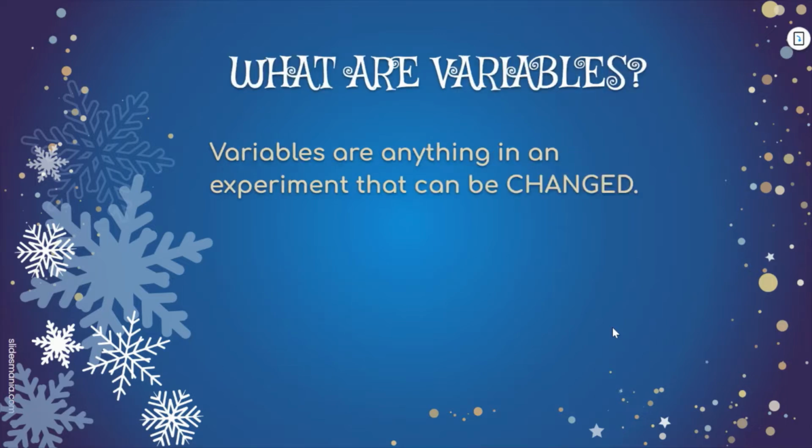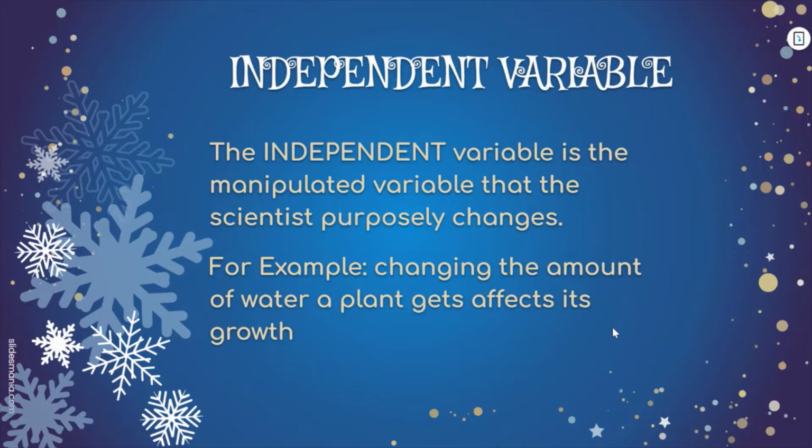All right. So variables are anything in an experiment that can be changed, right? And we've talked about this, so this is just a little bit of review, but review is always a good thing when it comes to learning. The independent variable is a manipulated variable that the scientist purposely changes. For example, and this is something we saw recently, changing the amount of water a plant gets affects its growth.